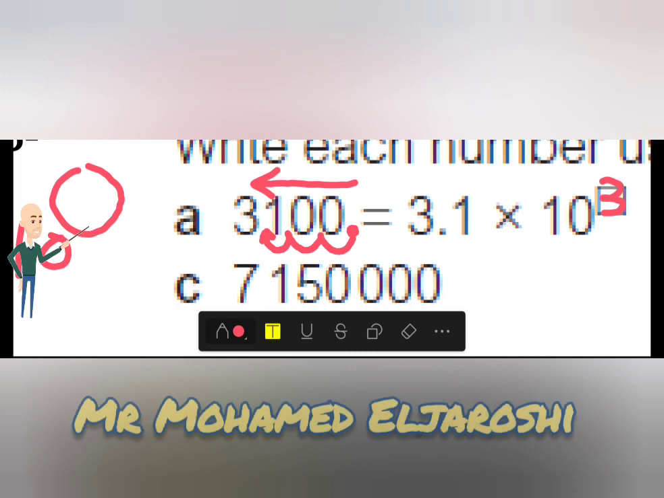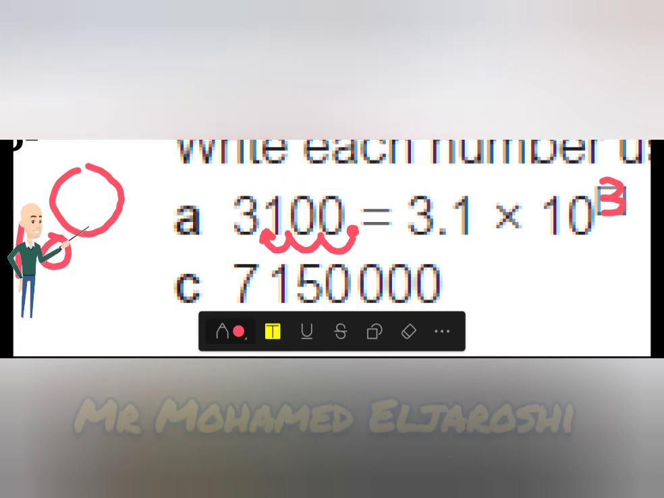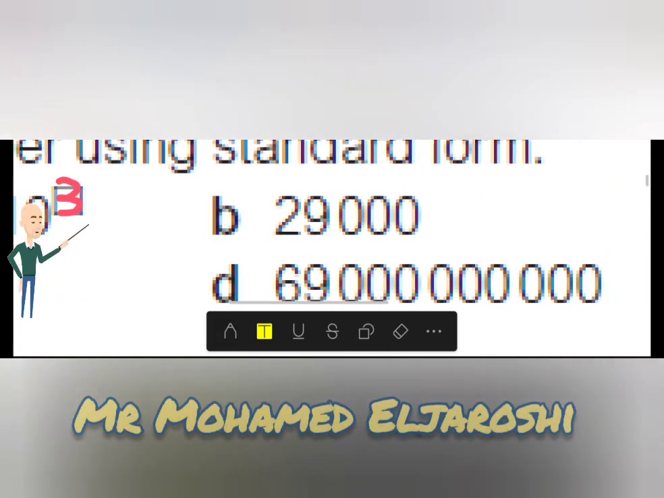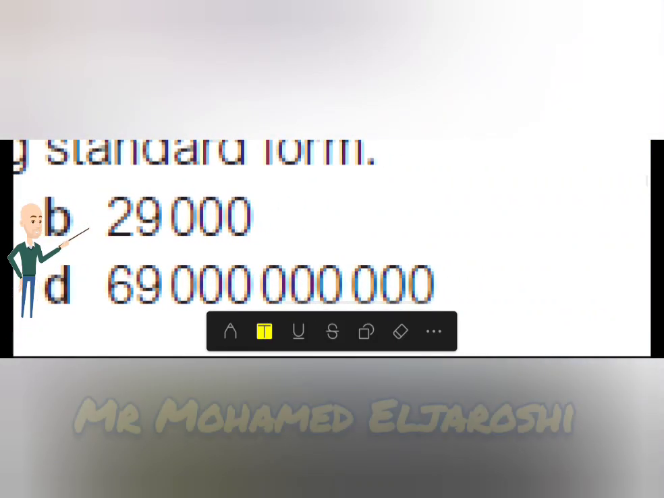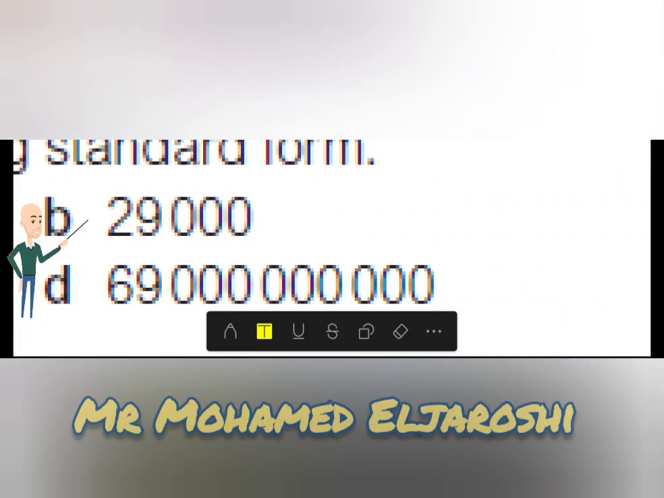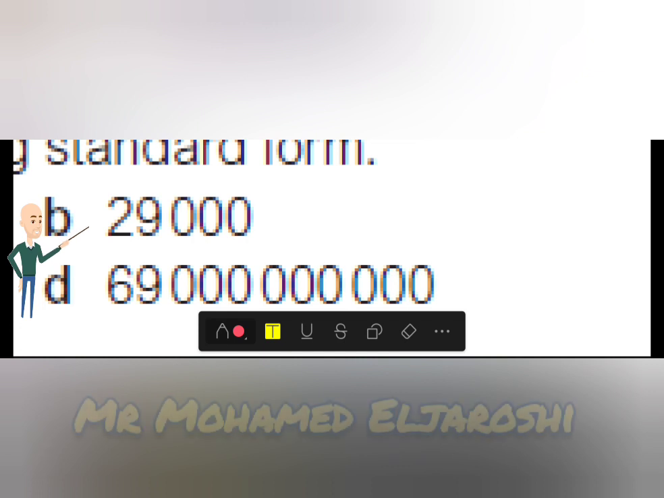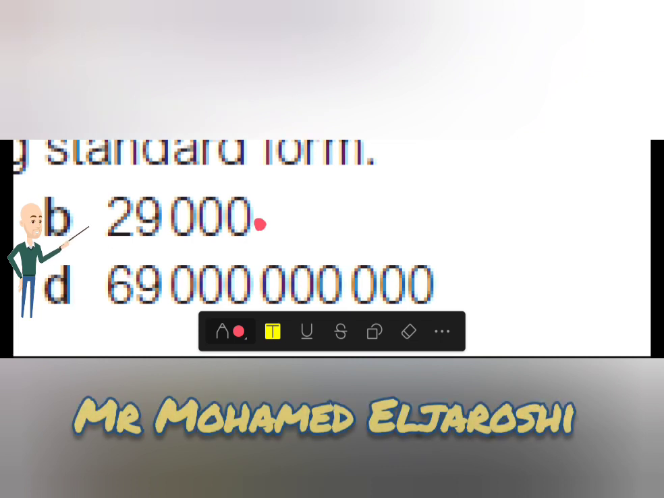Now, let's check other questions. Question B. In question B, we have this number here, 29,000. I want to do the same as with question A. So if I don't have a decimal point, it means the decimal point is here. And I want to move it so I can get a number between 1 and 10. Now, I will move it this way, so the power will be positive.